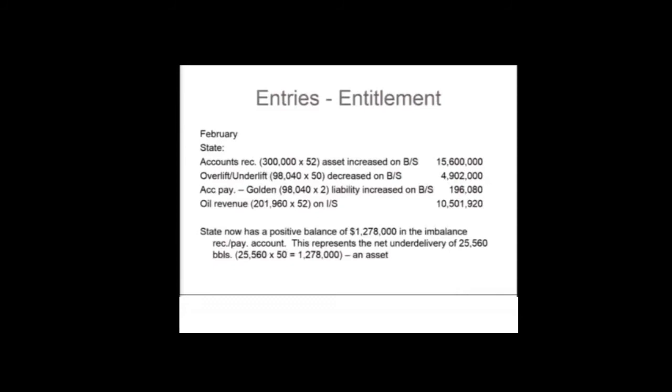So State now has a positive balance of $1,278,000 in their imbalance account. A positive balance is a receivable, or they're still in a net under delivery of 25,560 barrels, which was created in January at a price of 50. So when it's made up, the price difference paid will be the difference between 50 and the price in effect whenever it's made up. Okay, so I know this is a little tough to think about, so go through these a couple of times and let me know what questions you have.